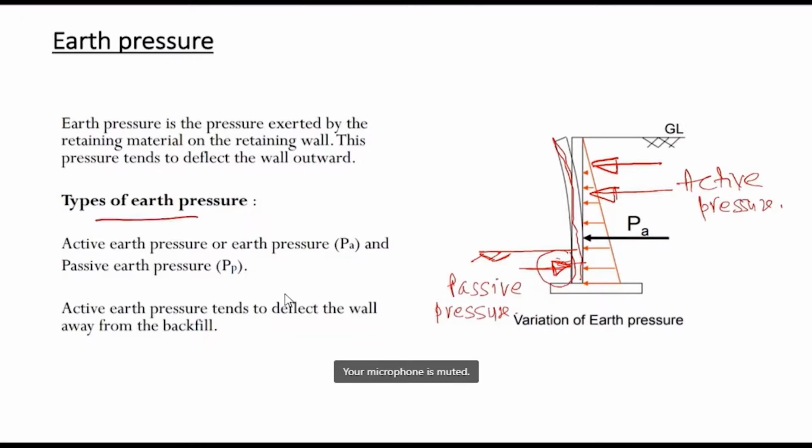Okay, so the types of earth pressure are active earth pressure, PA, and passive earth pressure, PP. Active earth pressure tends to deflect the wall away from the backfill, and passive earth pressure will be like a restoring force. It will oppose the movement.